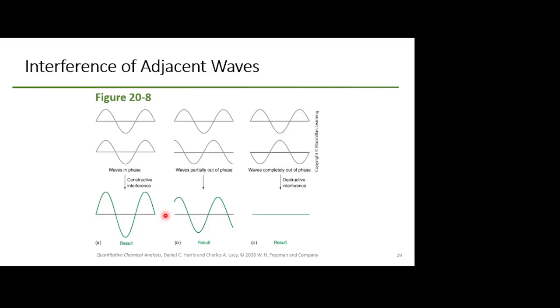So this right here is the waves in phase. That gives you constructive interference, right? And so you get an amplification of that wave. This is the waves that are partially out of phase, and so you see destructive interference, but not complete destruction, right? And so you get a partial result. And this right here gives the waves completely out of phase, and so you get destructive interference there, and that completely cancels that out.